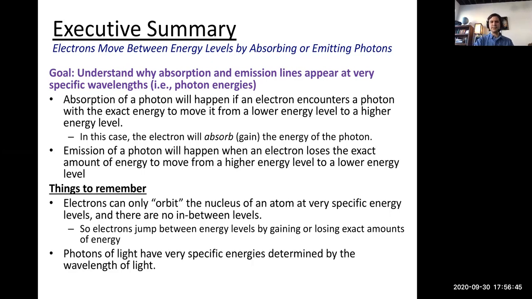And every photon has a very specific energy, and that energy is determined by the wavelength of light. All red photons with a wavelength of 656.3 nanometers have the exact same energy, 1.9 electron volts. So a photon that has an energy of 1.9 electron volts is really the smallest bit of red light that has a wavelength of 656.3 nanometers.